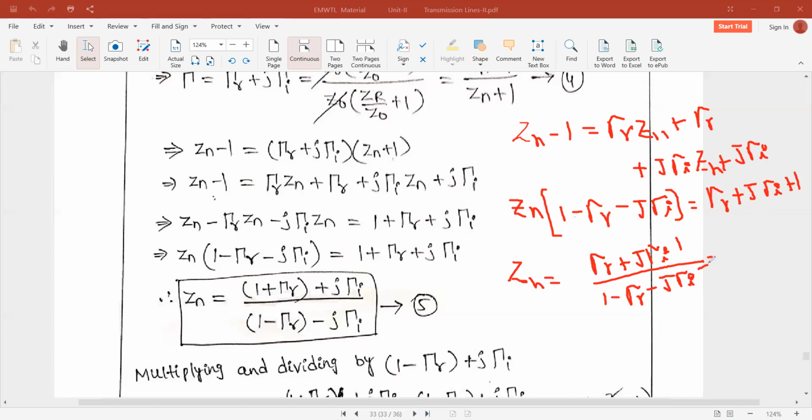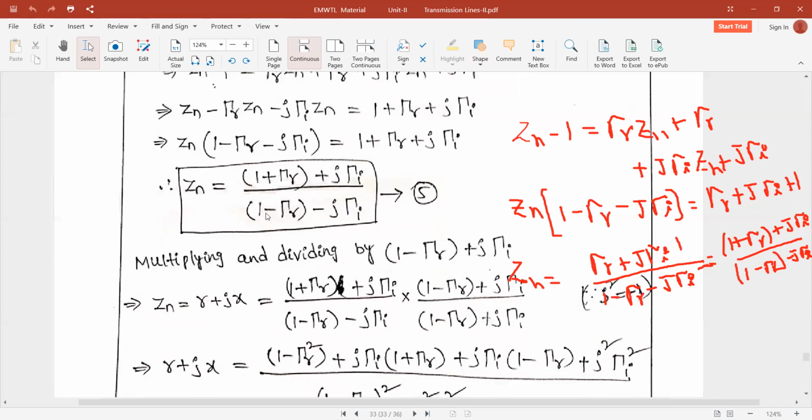And in the numerator also you can write that as 1 plus gamma r, the real part, plus j into gamma I, whole divided by 1 minus gamma r minus j into gamma I. Okay. Then what is the normalized impedance here? See, you can rationalize by multiplying and dividing, because the denominator is 1 minus gamma r minus j gamma I. You can multiply and divide with 1 minus gamma r plus j into gamma I.